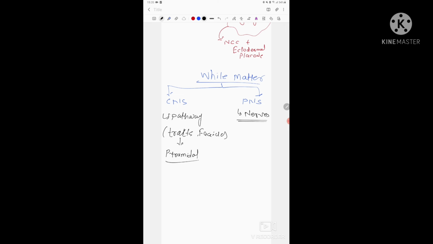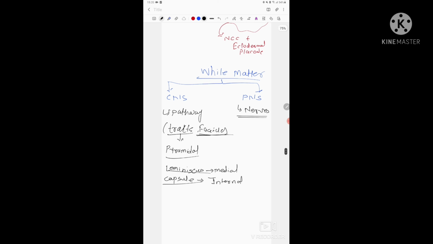Tracts are the pyramidal. Then another example is the lemniscus, which is the medial. Then another is the capsule, which is the internal. And the fasciculus remaining. There are four examples: tracts, fascicles, lemniscus, capsule. When we talk about the PNS, it is nerves.